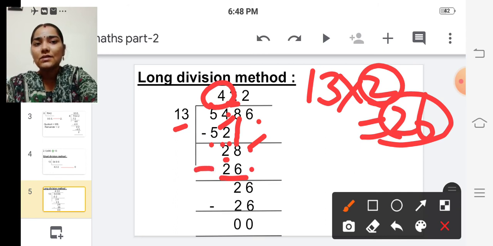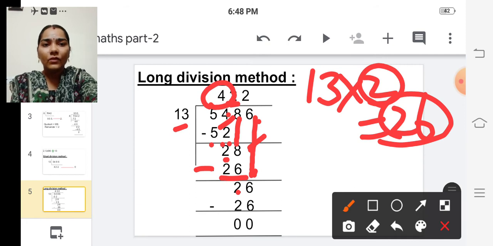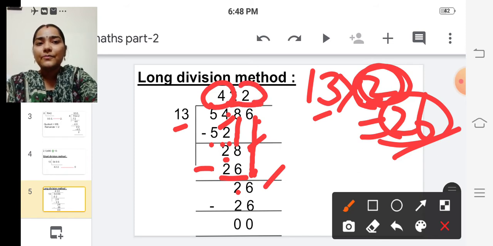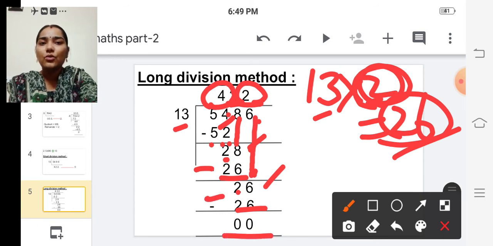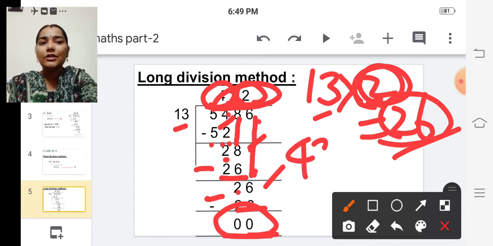8 minus 6 is 2, and we bring down this 6, the next digit, the ones digit. So the number becomes 26. Again 13 2s are 26. So we write this 2 on the top and 26 here. Subtract 26 minus 26, which is 0. So we get the remainder as 0 and the quotient as 422.